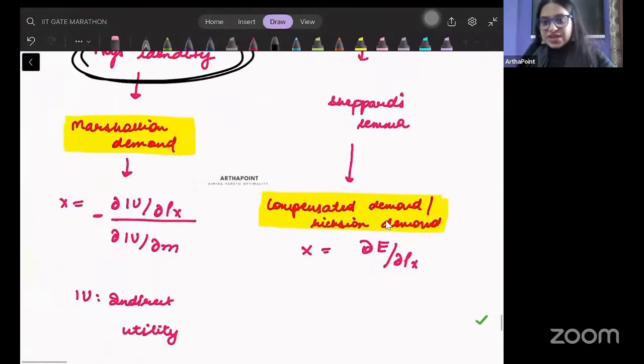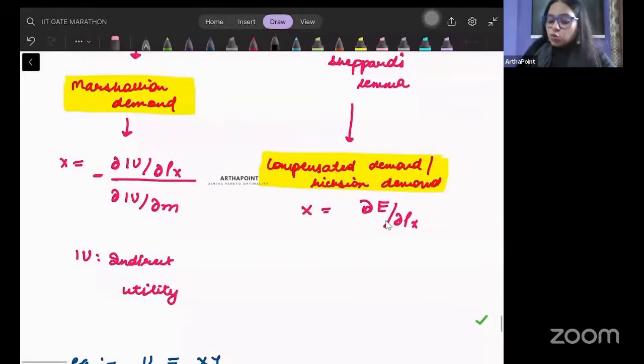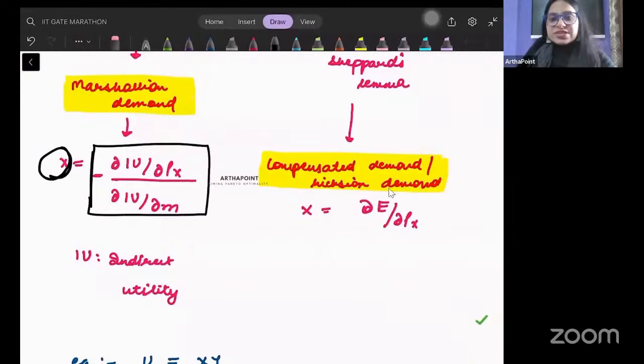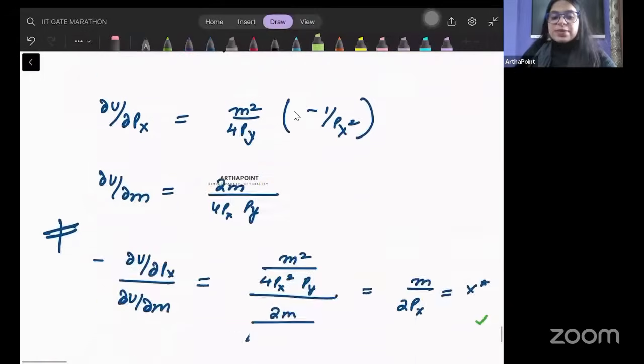And what Roy's identity says is that you can get back your x star by following this formula. And what is this formula saying? This formula says that x is equal to del iu by del px upon del iu by del m, with a minus sign. So how is this useful in exam?